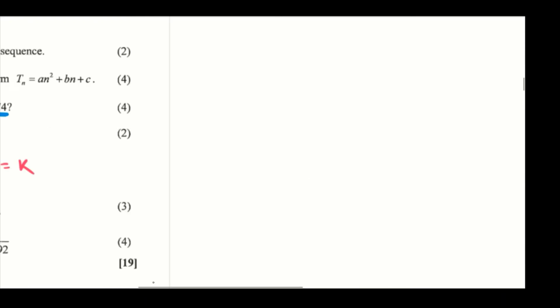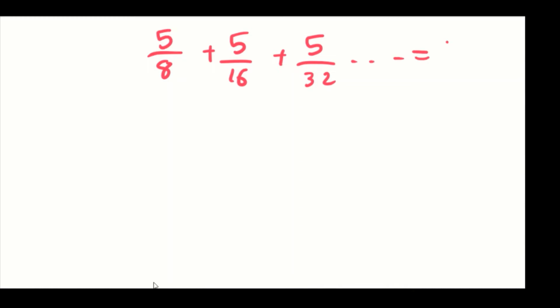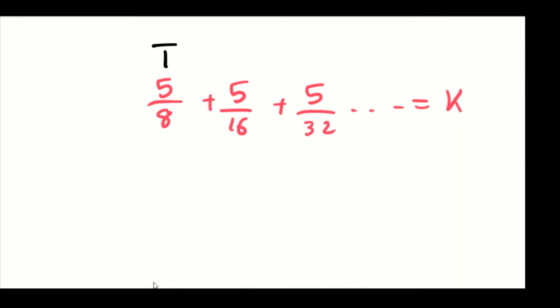So we know very well that the sequence, let me just write the sequence. The sequence is this one here, right? 5 over 8, 5 over 16, and 5 over 32. So it's going to be 5 over 8 plus 5 over 16 plus 5 over 32 being equal to k, right? And we're going to find our value of r. So this is term number 1, term number 2, and term number 3.